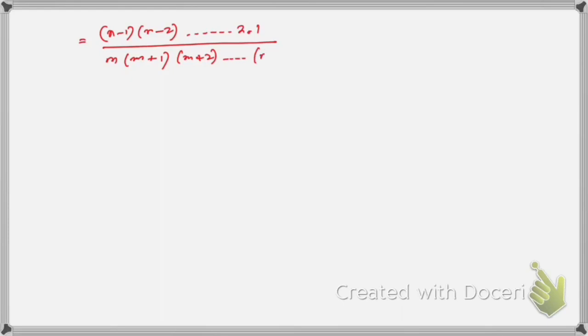So what we get now, so we have got n minus 1 into n minus 2, and dot dot dot so on, you will get 2 into 1 at the end, right? And here the denominator will be m into m plus 1 into m plus 2 into dot dot dot. At the end, you will get m plus n minus 2. That's what you will get. And here you will get integration 0 to 1, 1 minus x to the power n minus n, and then you will get x to the power m plus n minus 2. That's what you will get, right?